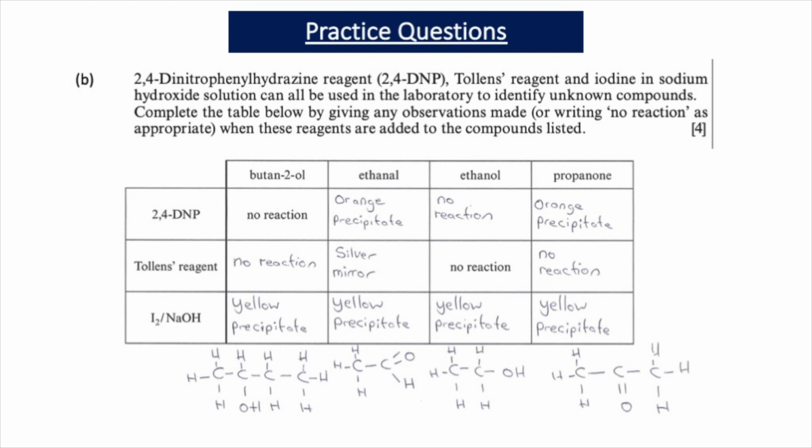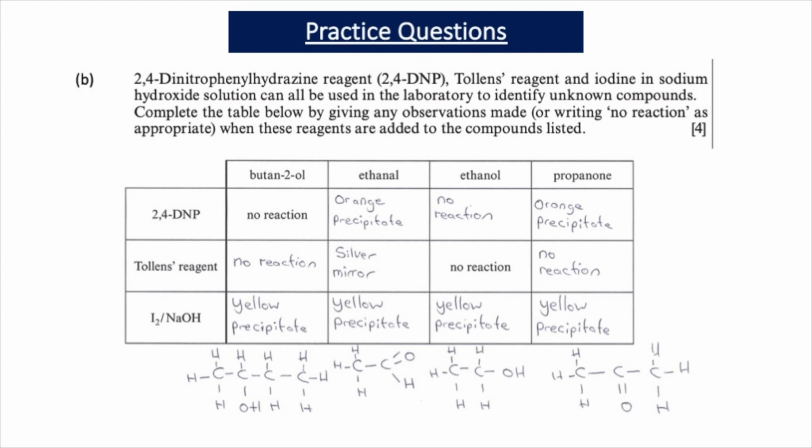And my next compound is ethanol. Now ethanol is a primary alcohol that has a CH3 bonded to a COH, so therefore this also gives a yellow precipitate or a yellow solid with the iodine in NaOH.